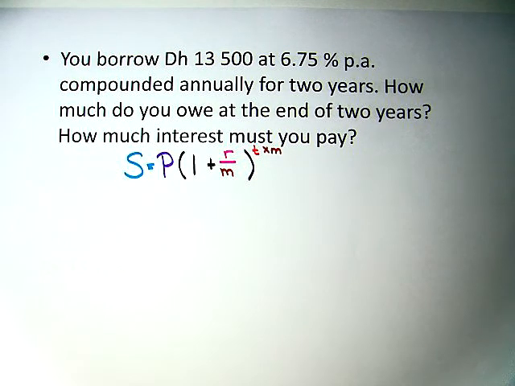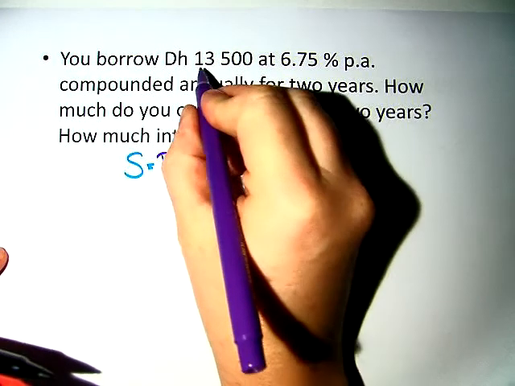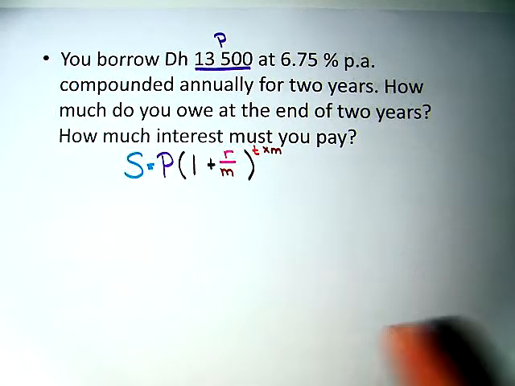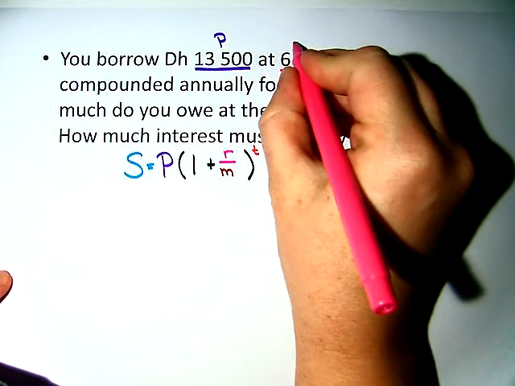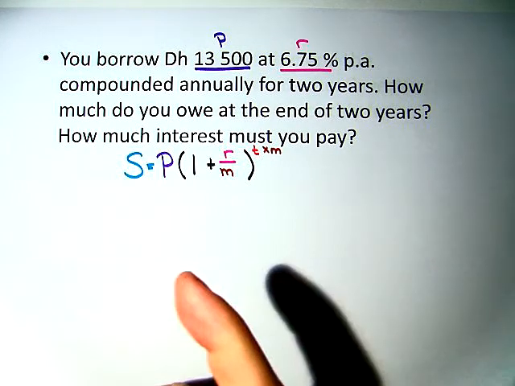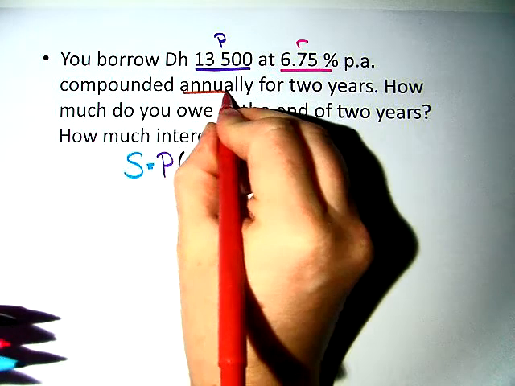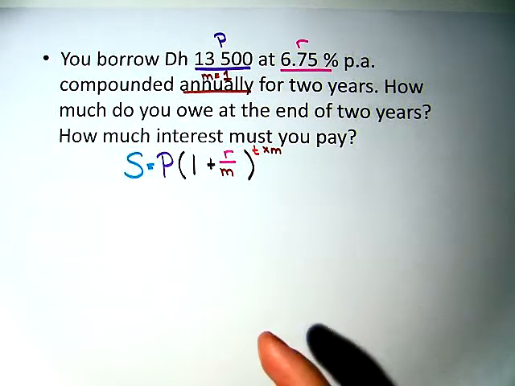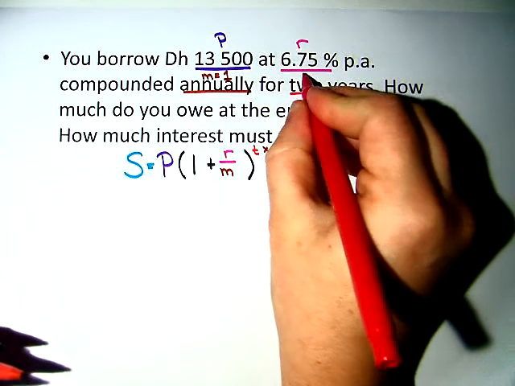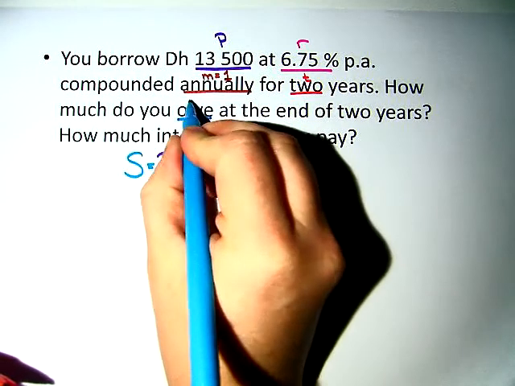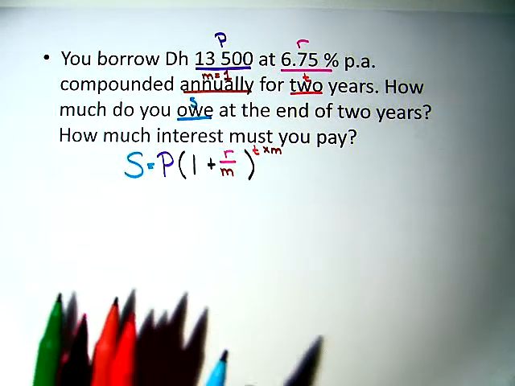So let's start by identifying the different parts in this question. You borrow $13,500. Because it says that's what you borrow, we know this is our principal, at 6.75% PA. Because it has the percent sign, we know it is the rate, compounded annually. Now, because it says annually, we know that our M is 1 for 2 years. So that's our time. How much do you owe? It's asking for S at the end of 2 years.